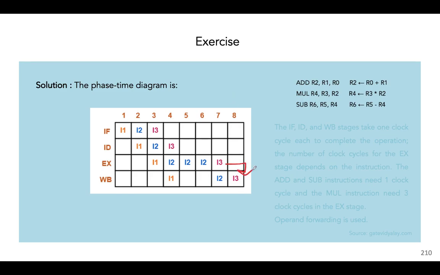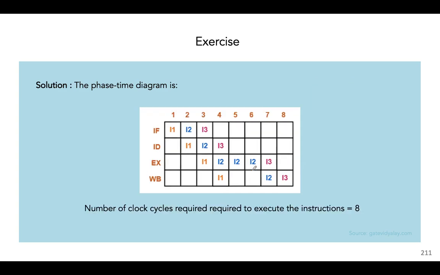All the other instructions have completed their execution. So how many clock cycles did we require to execute these instructions with operand forwarding? It's 8. Alright, so it's very important, in these kinds of questions, to keep in mind what the sequence of instructions is, whether or not there is some kind of dependency, and whether operand forwarding is used to handle that dependency or not. Because if operand forwarding is not used, then you have to introduce stalls, and then your cycle count will increase.